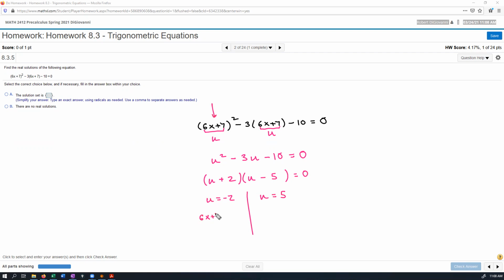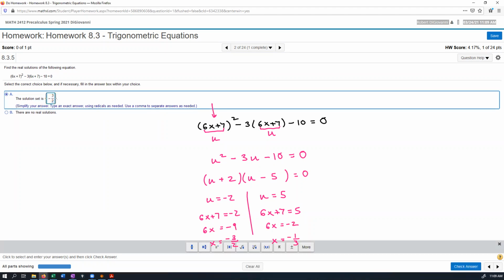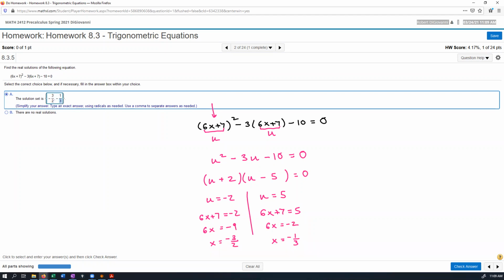So 6x plus 7 must be negative 2, and 6x plus 7 must be 5. And we subtract 7 on both sides, I get negative 9. Divide by 6, I get negative, let's see, 3/2 if I reduce the fraction. Here we subtract 7 on both sides, I get negative 2. And then divide by 6 and reduce the fraction, I should get negative 1/3. Negative 3/2, comma, and then negative 1 divided by 3.